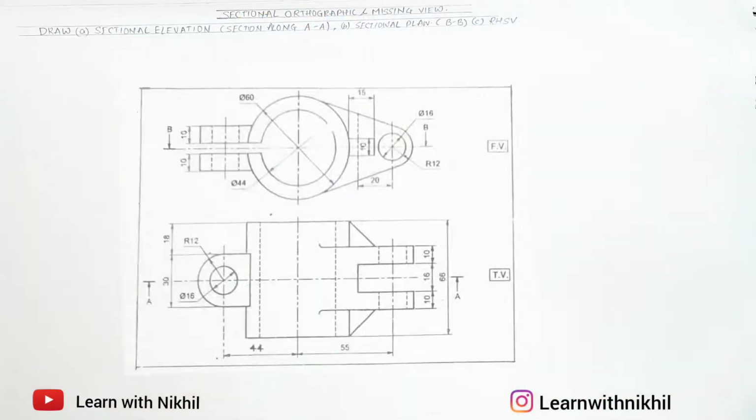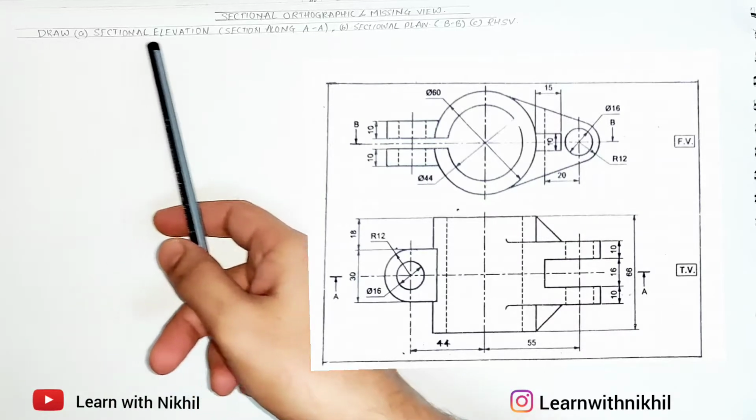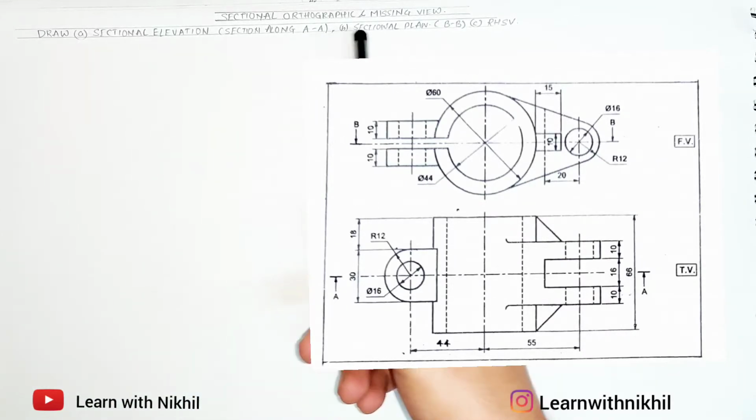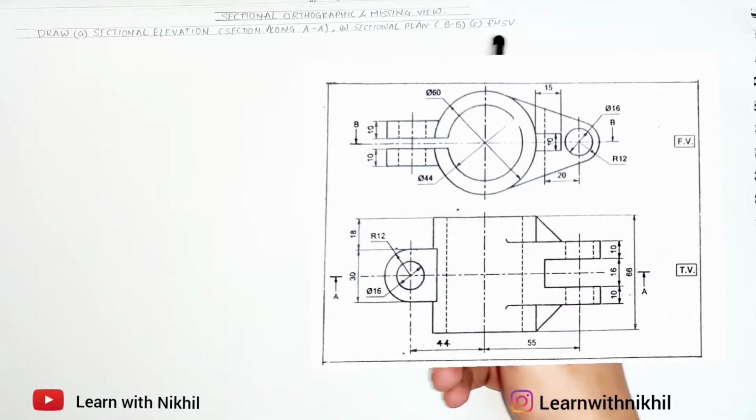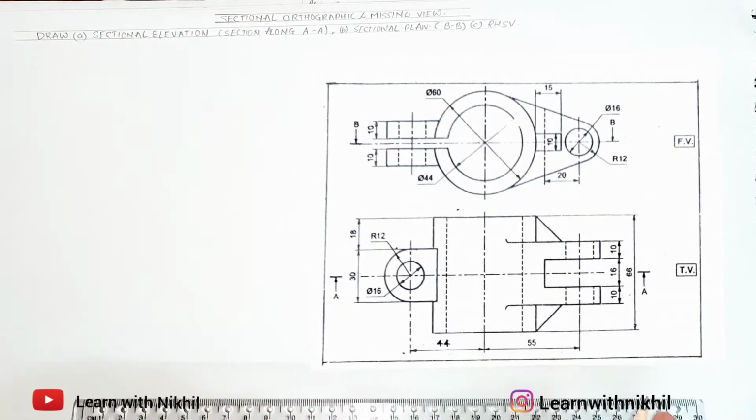So here we have taken another sum on sectional orthographic with missing view. Here we have been given the front view and top view. We have to find the sectional elevation along AA, the sectional plan, and the right hand side view.